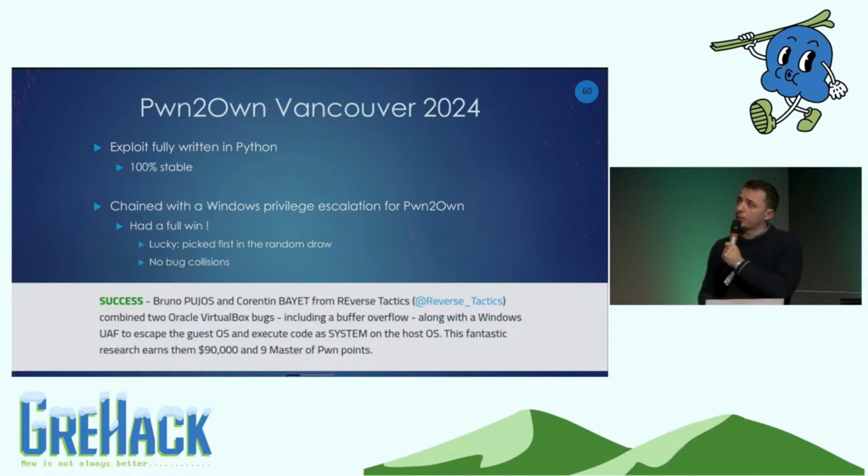We changed it during the contest. We triggered the VM escape, and then we changed it with the Windows privilege escalation, targeting the Windows kernel. So it's a bonus prize, and we had a full win because we were picked first, and we had no collision, so our bugs were not known nor used before. And so we just switched this chain. We won $90,000 in March this year.